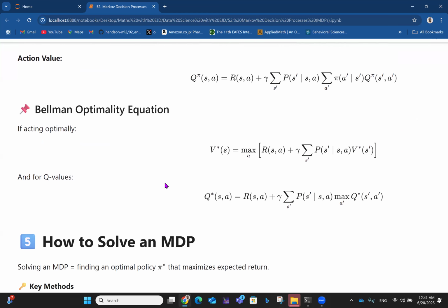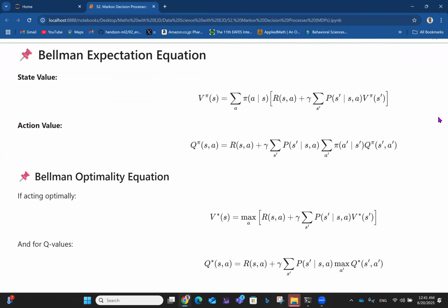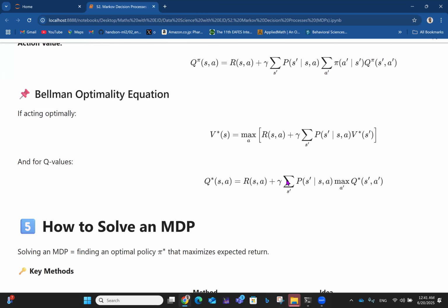Then you also have the Bellman optimality equation. If acting optimally, beyond this V, which is the general state value, for optimality you have V star of S instead of just V pi of S. So these are all the possibilities, but this is the best you can have. That's the maximum over actions of the reward based on the state and action, plus the discount factor multiplied by the summation over all possible new states, the probability of the new state given the action taken at the previous state, multiplied by the optimal value at the new state. And for Q values, you have this expression also.